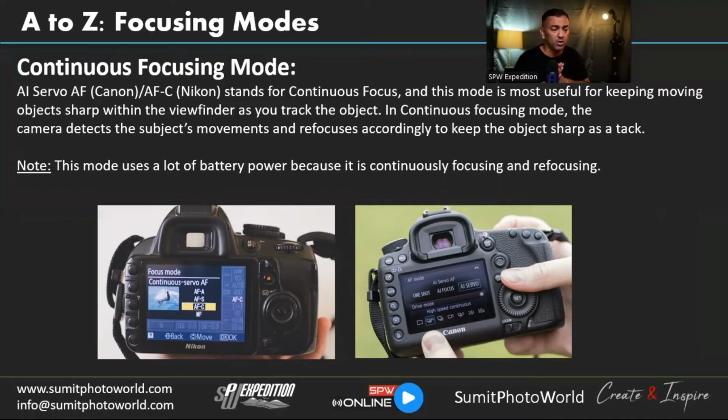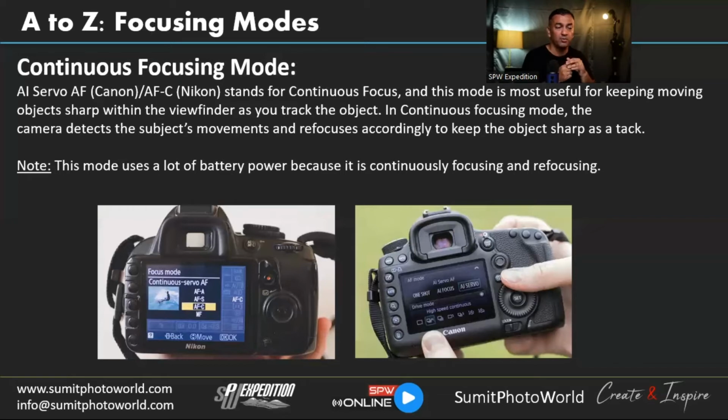In continuous focusing mode, the camera detects the subject's movement and refocuses accordingly to keep the object sharp as a tack. So it's better advised to use this continuous focusing mode, and for practice purposes, you can focus on your subject, and it could be your friend or family member. You can ask your subject to either go further away from you or come near to you while you are focusing with the AFC mode, continuous focusing mode.